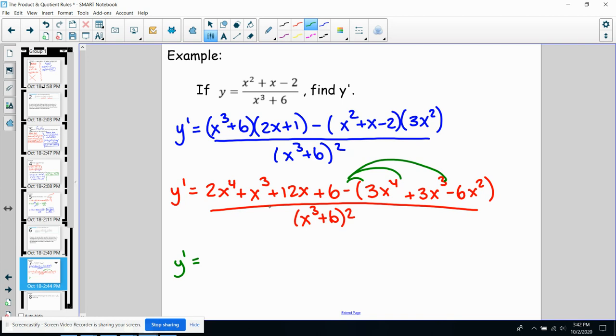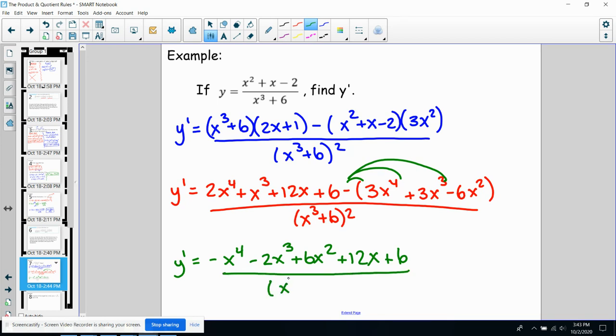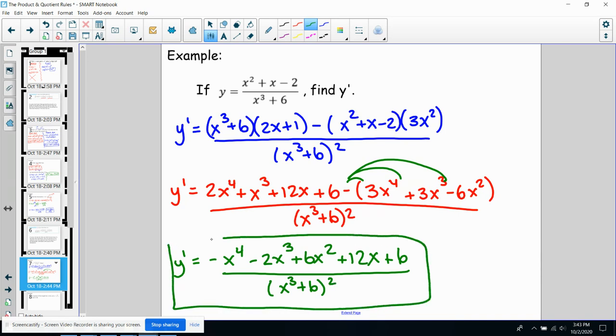So if I distribute that in, I'm just going to do this in one step. I have 2x to the fourth minus 3x to the fourth, so I'm going to have negative x to the fourth, and then I have x cubed minus 3x cubed, so negative 2x cubed. Then I have no x squared over here, but I have a negative 6x squared, so that becomes positive 6x squared. Then I have 12x minus nothing, so plus 12x, and then 6 minus nothing, so plus 6, all over this x cubed plus 6 squared. Okay, and here is our derivative using the quotient rule.